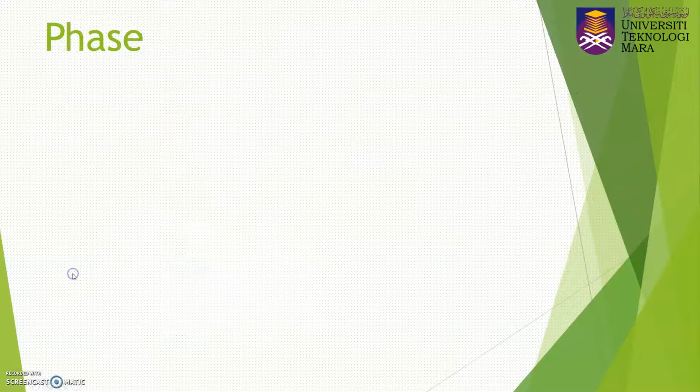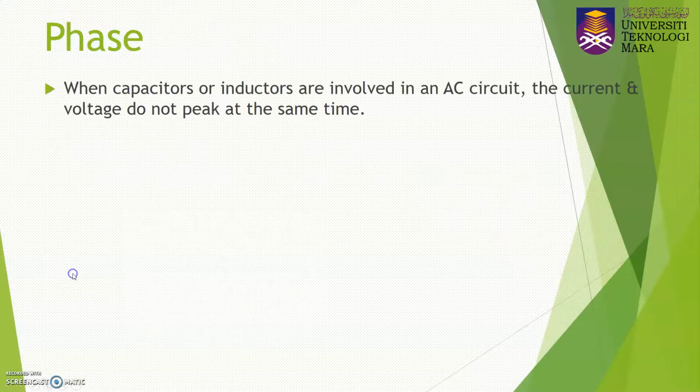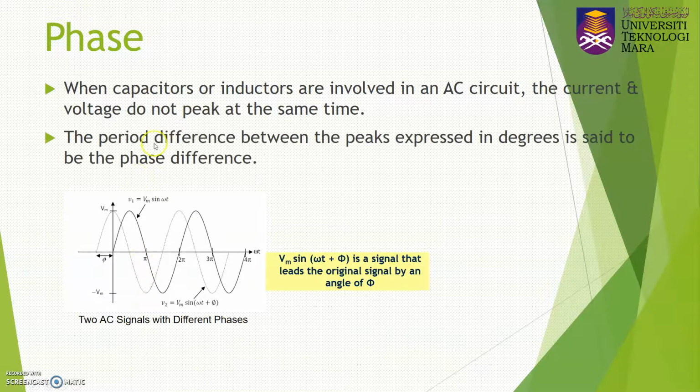So what is the phase? Consider an AC circuit that has a capacitor or inductor in the circuit. In this case, the current and the voltage do not peak at the same time. The current signal and the voltage signal do not have the same peak, meaning the peaks do not happen at the same time. The difference between the peaks expressed in degrees is said to be the phase difference.